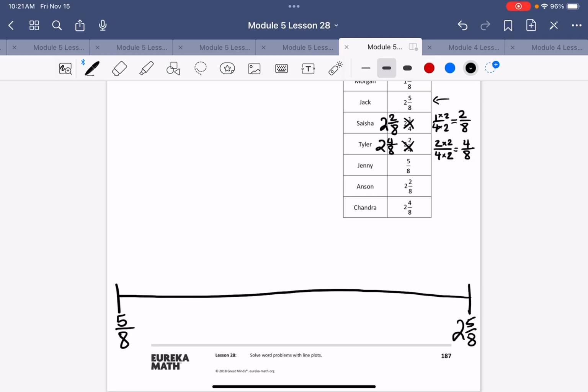Now that we know our smallest and our largest, we're going to just add all the other fractions in between. So if we start at 5/8, then we go to 6/8, 7/8, 8/8 equals 1 whole. So that can also be thought of as 8/8 or 1 whole. Okay, then we have 1 1/8, 1 2/8, 1 3/8. Notice I'm just counting up.